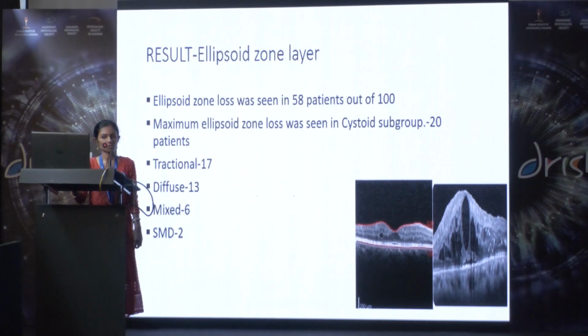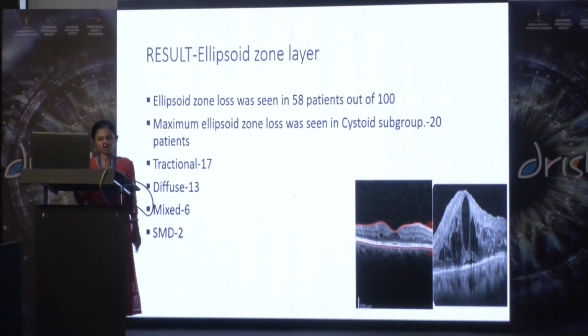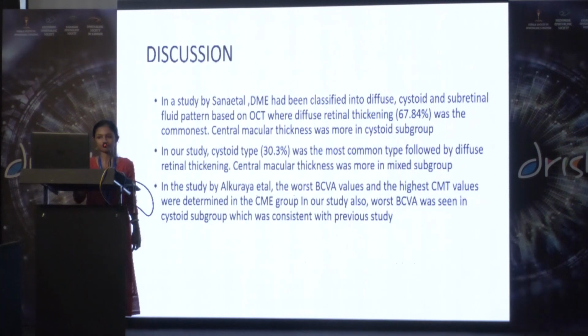We also analyzed the ellipsoid zone loss in all these patients and we found that 58 out of the 100 patients had ellipsoid zone loss, and the maximum ellipsoid zone loss was seen in the cystoid subgroup, followed by the tractional, diffuse, mixed and SMD type.